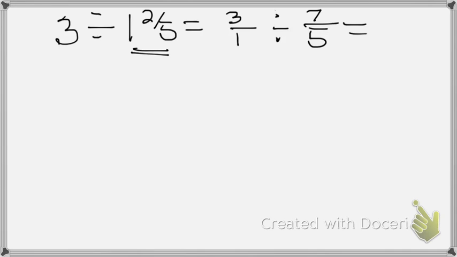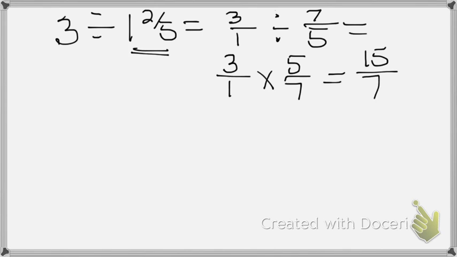Actually, before I can even say that, let me flip my second fraction. 3 over 1 times 5 over 7. There are no common factors. All of these are prime numbers. So all you can do is multiply across: 15 over 7.